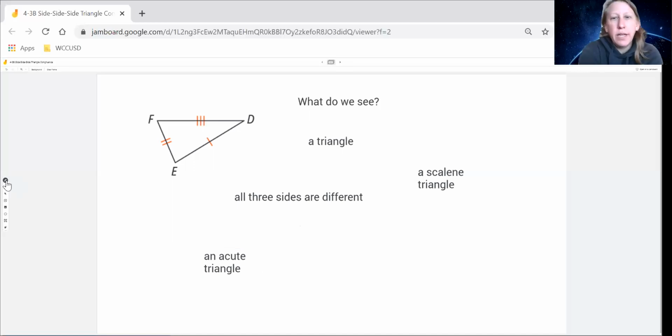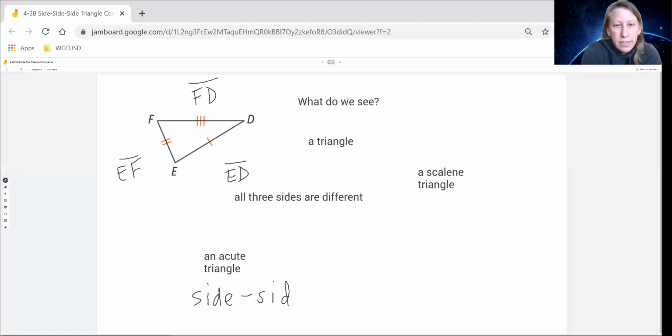We see that it has three sides marked. So line segment ED has a mark on it. Line segment EF has a mark on it. And line segment FD has a mark on it. So what three pieces of information do we have markings on in this problem? We have markings on all three sides. So we're going to call this a side-side-side situation. All three sides have a mark on it. So this triangle is showing you a side, and another side.